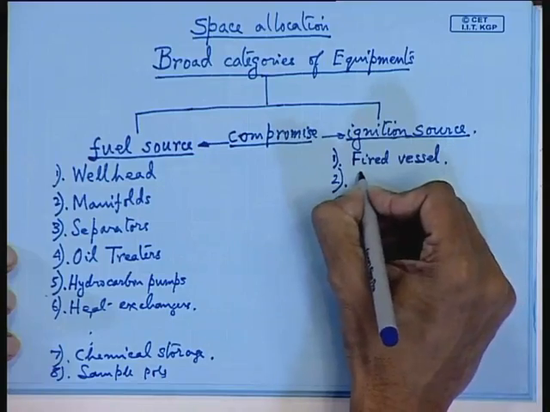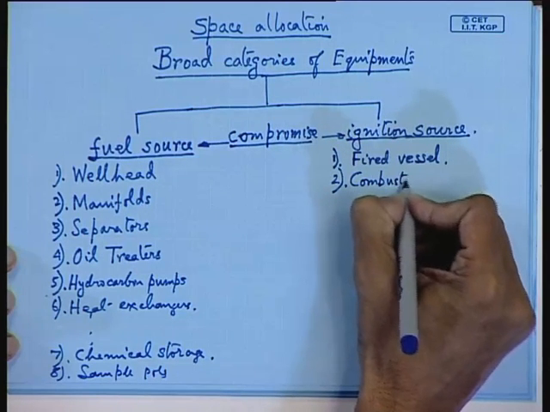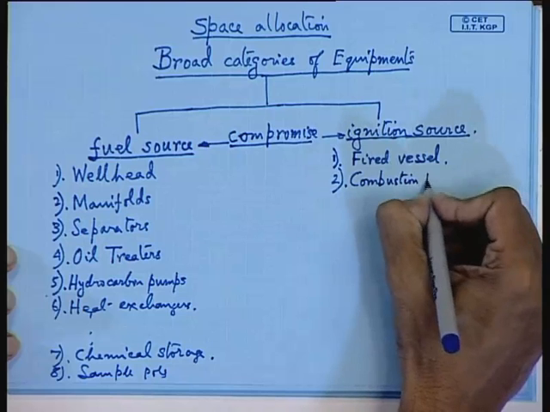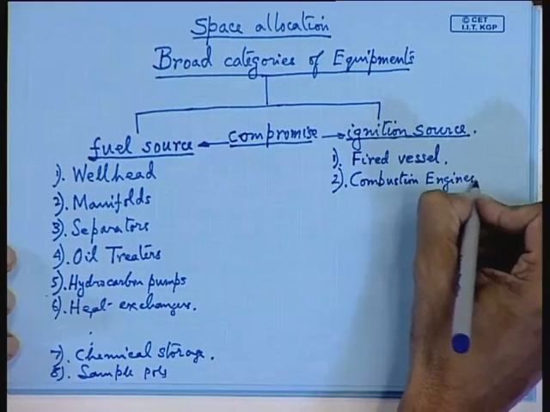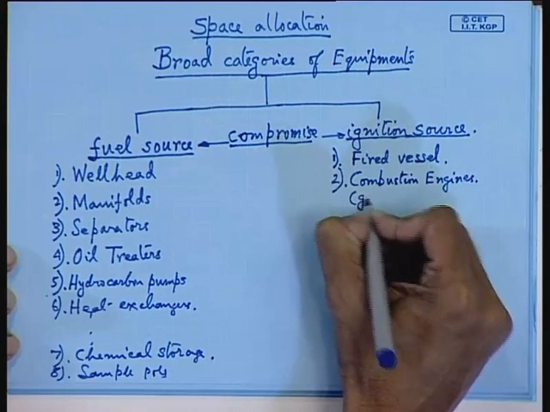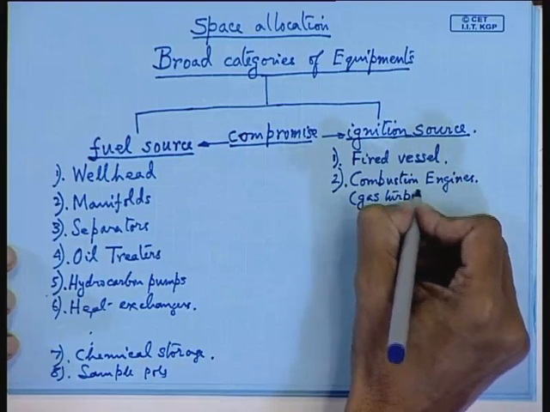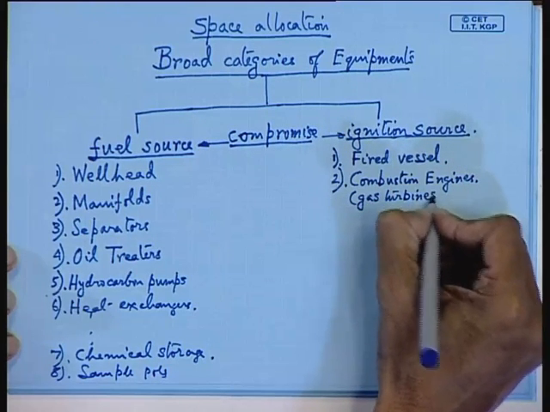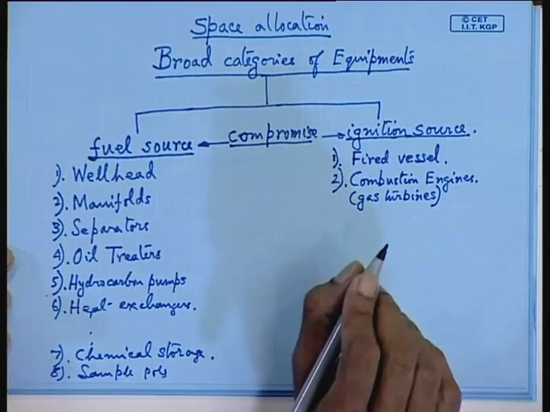Then you have combustion engines. So, these are mainly your engines for driving various pumps. Sometimes, for power, you may have gas turbines. That means you are having ignited gas in these turbines. So, those are potential fire hazards.